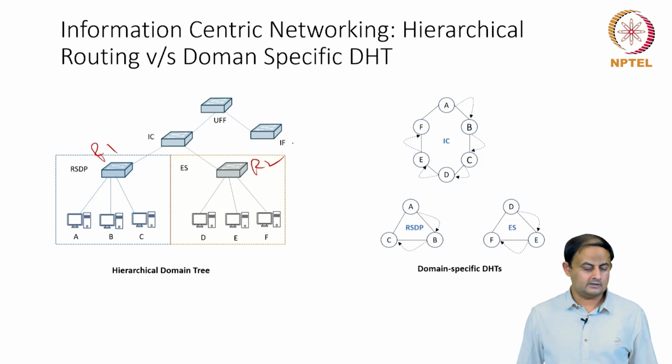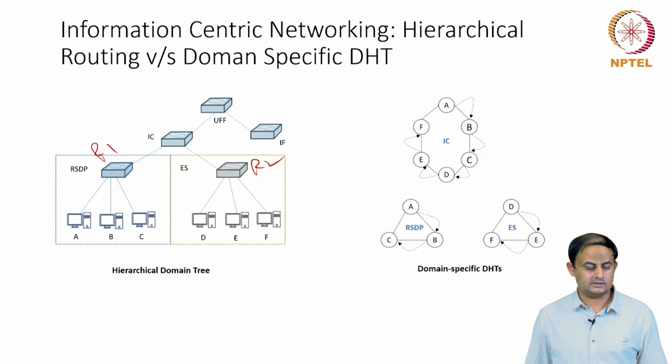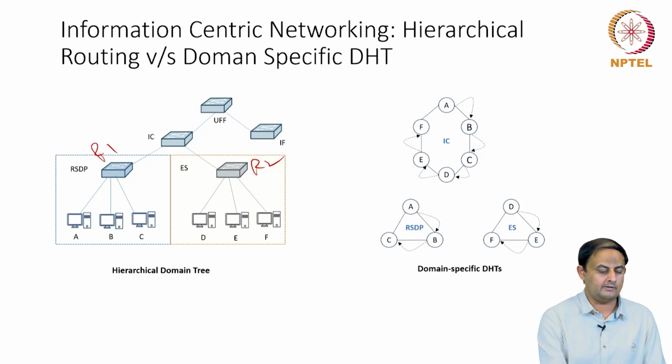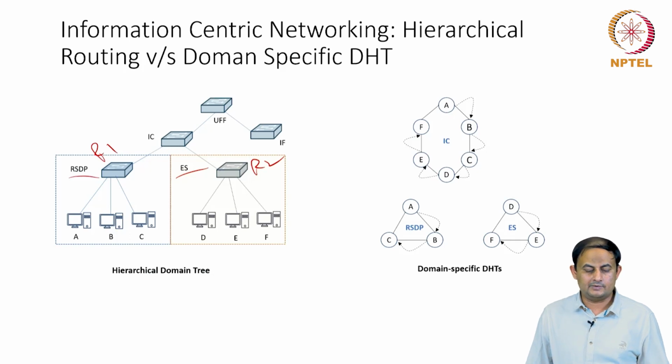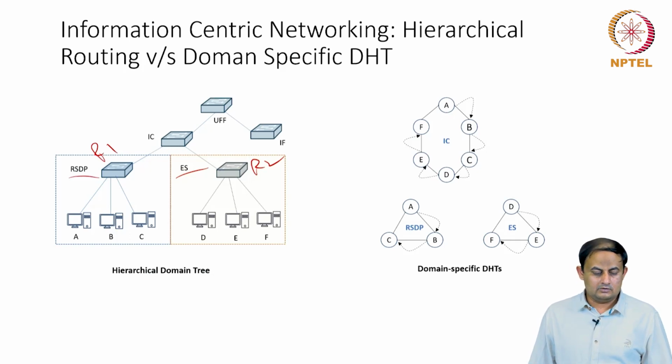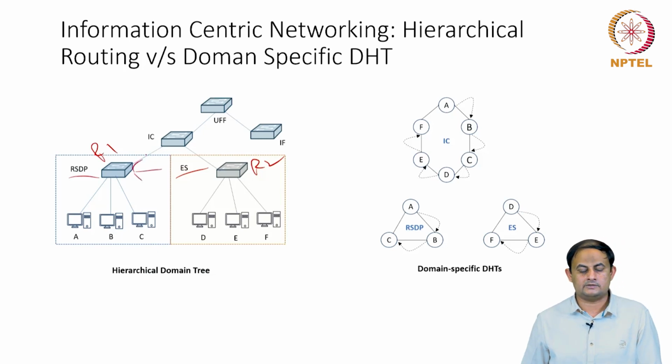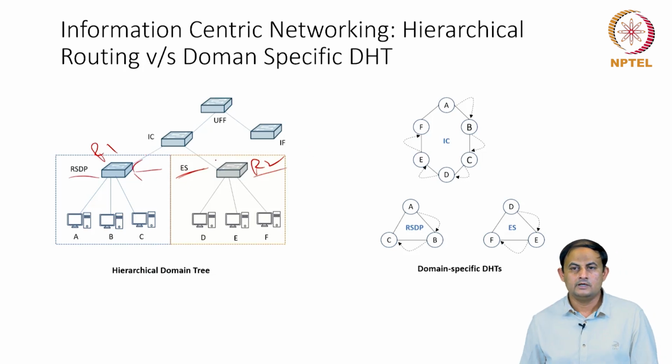ABC end users are interested in receiving the content which has the prefix RSDP. On the other hand, DEF users are interested in receiving the content which has the prefix ES. So if only ABC are interested in the content generated with the prefix RSDF, what I can think of is R1 having a routing table entry with the prefix RSDF, and similarly router R2 having an entry with the prefix ES.